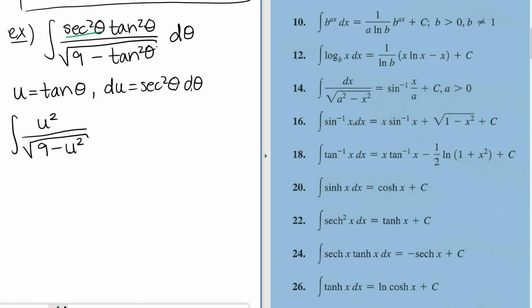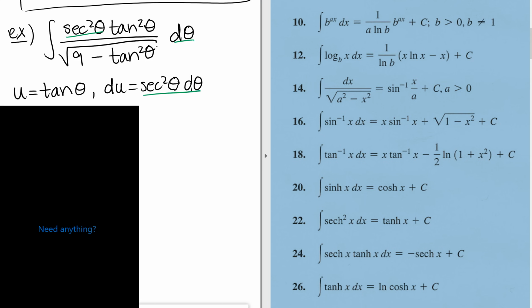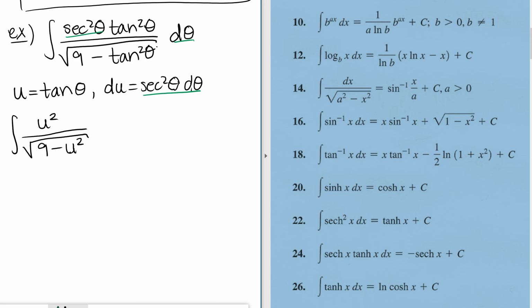So notice the secant squared d theta, right? That's going to be replaced with du. And then this tangent and this tangent was just replaced with u. So now we're raring to go. So this is du right here. So now I have to figure out what one this is.